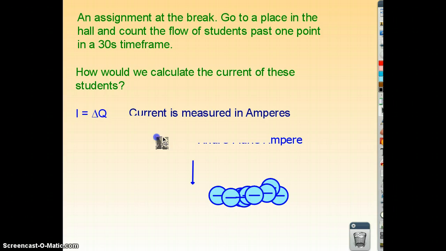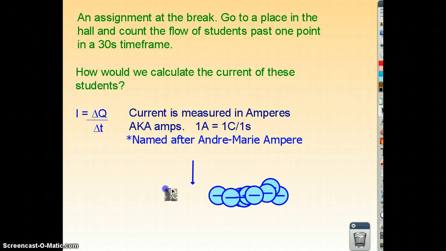Okay. So let's relate that to electricity. I is current. I equals charge per time. So current is measured in amps, amperes, also known as amps. So 1 amp is equal to 1 coulomb per second. It's named after André-Marie Ampère. He's French.